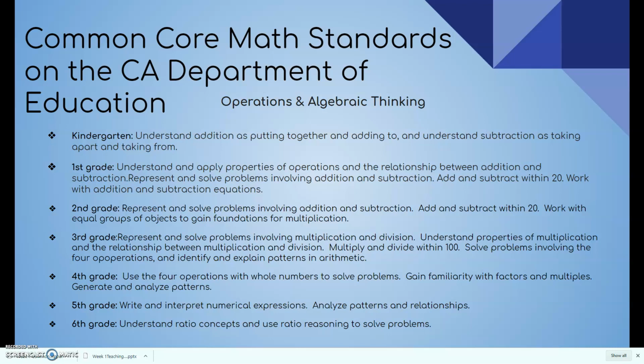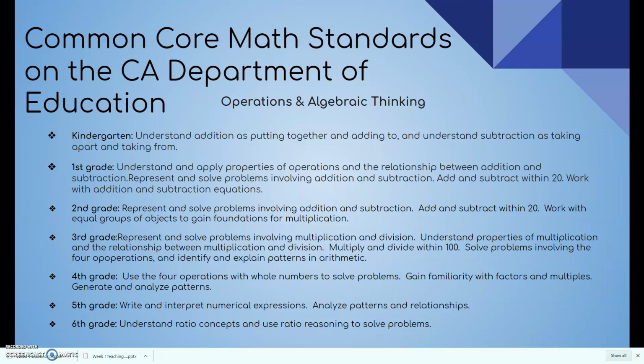We want them to solve problems within the four operations and identify and explain patterns in arithmetic. By fourth grade, we will be having them use the four operations with whole numbers to solve problems, gain familiarity with factors and multiples, and we want them to generate and analyze patterns.